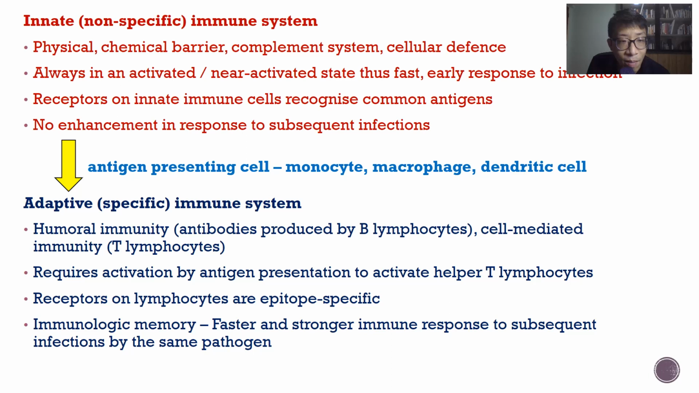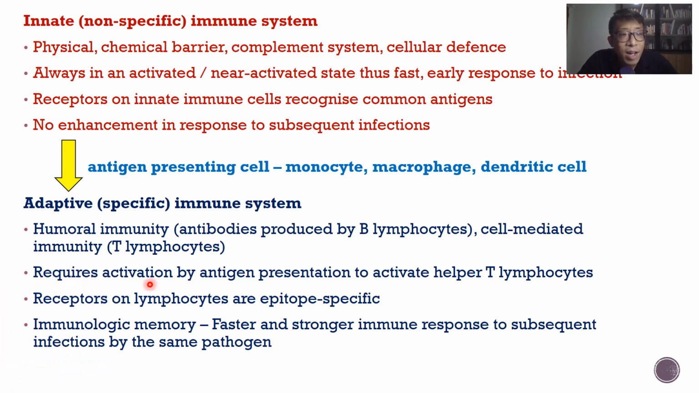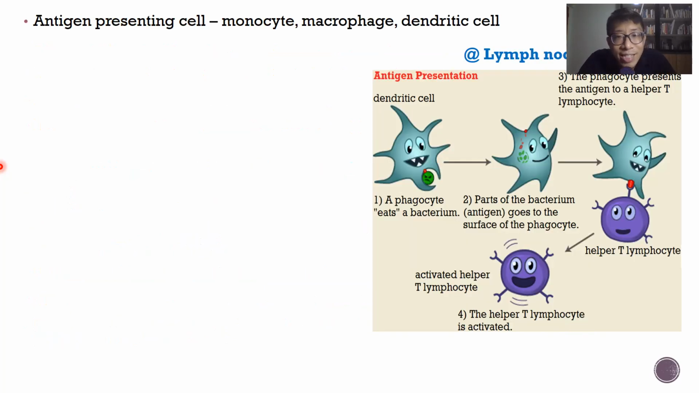Because the adaptive immune system, as you can read here, requires activation. So the activation is carried out by antigen presenting cells. From the previous lecture, I hope you recall the identities of the antigen presenting cells. Those are the monocytes, macrophages, and dendritic cells, as we have mentioned in the previous lecture. So what exactly do the antigen presenting cells do?